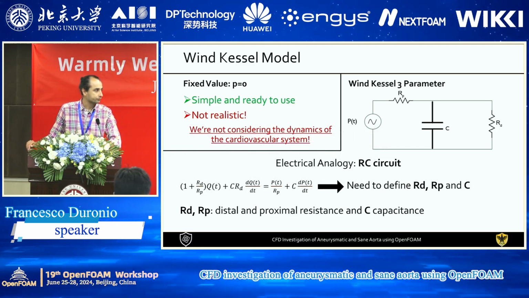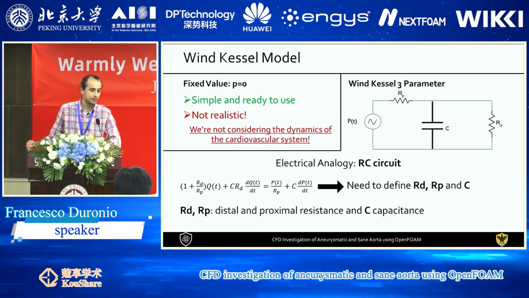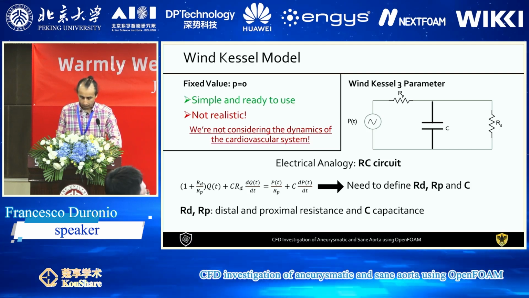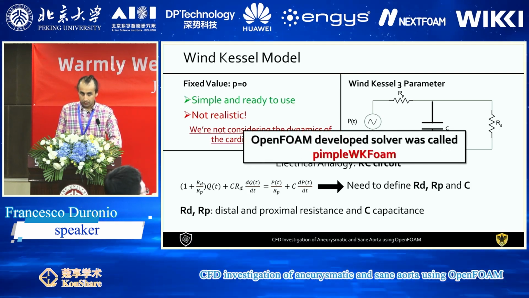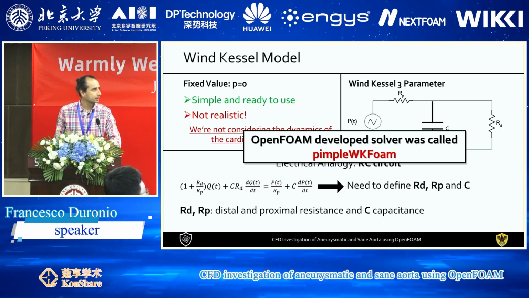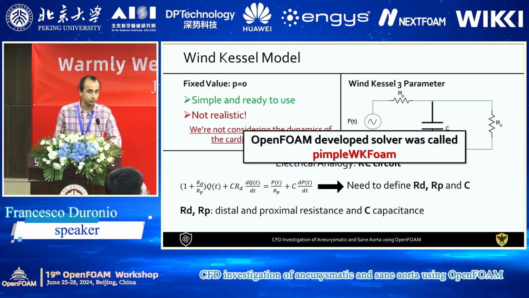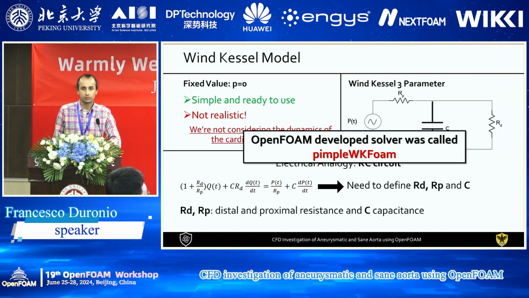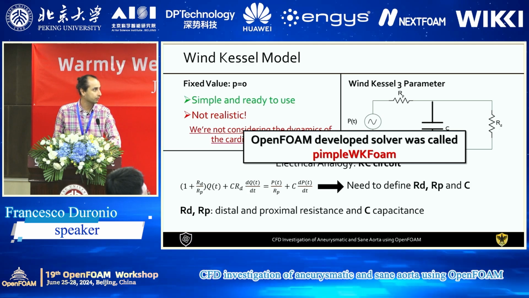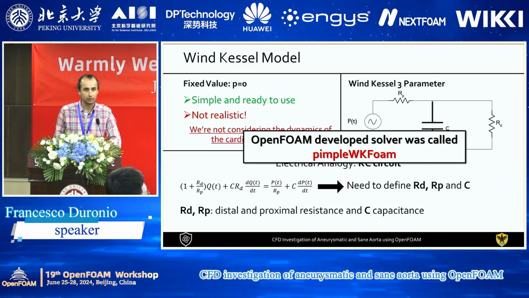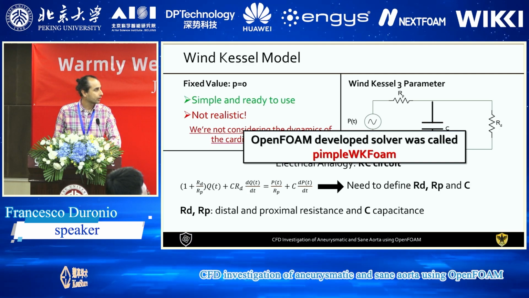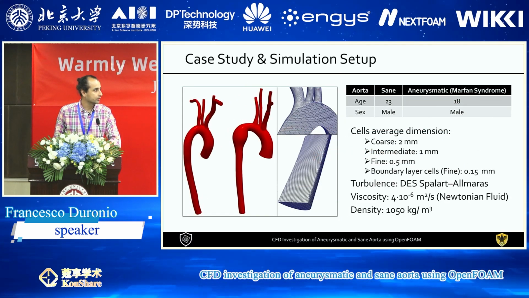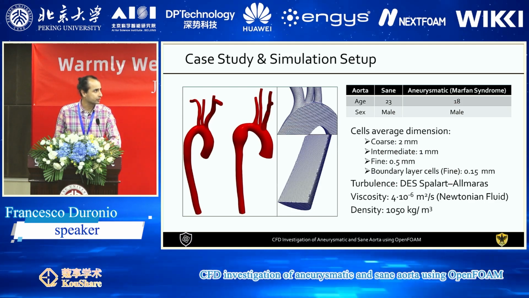But obviously, defining RD, RP, and C, as you may already know, is very tricky. We implemented this Windkessel three-parameter model, which is a lumped parameter model, in an OpenFOAM solver, pimpleWKFoam, based on pimpleFoam, and we applied it to study flow in a sane and an aneurysmatic aorta.